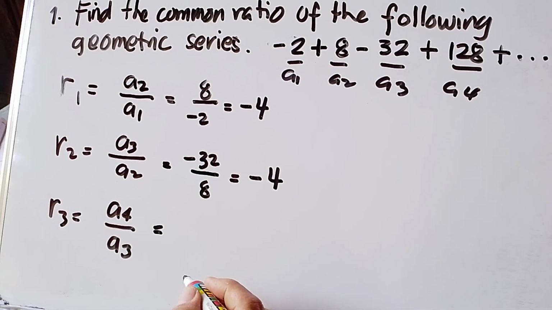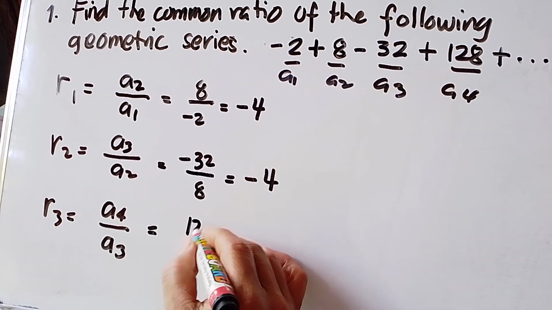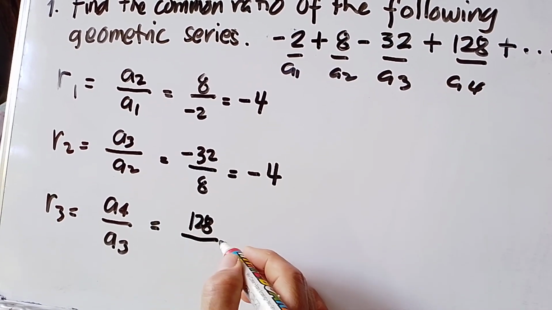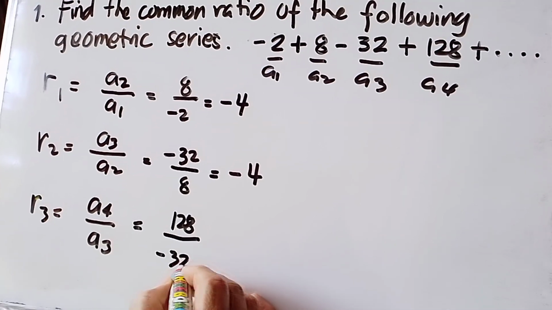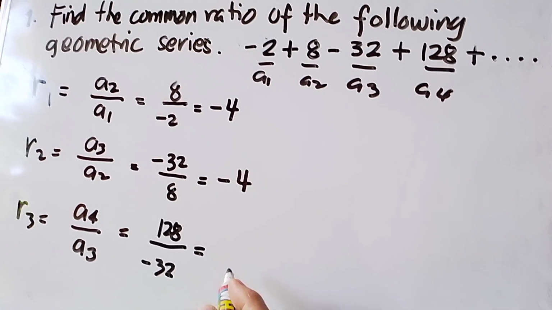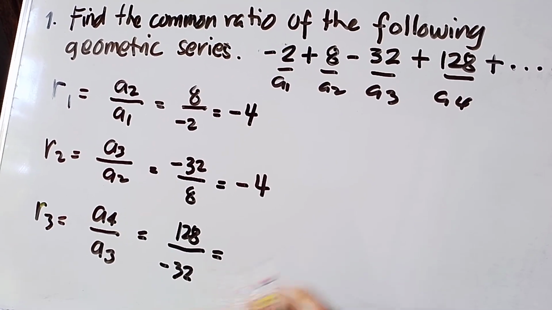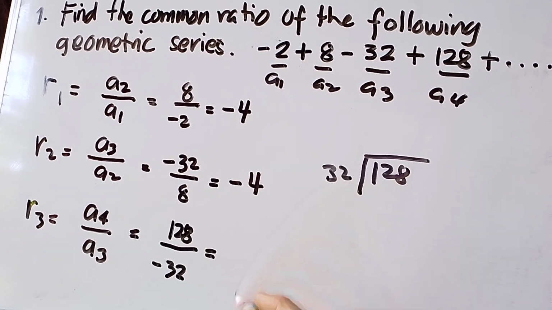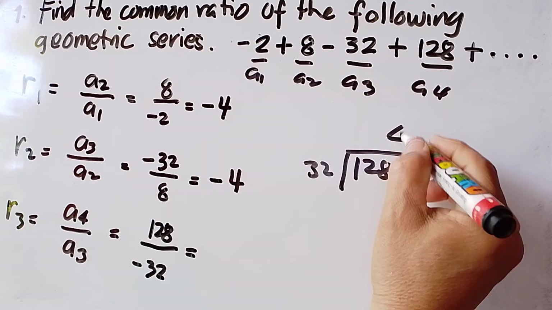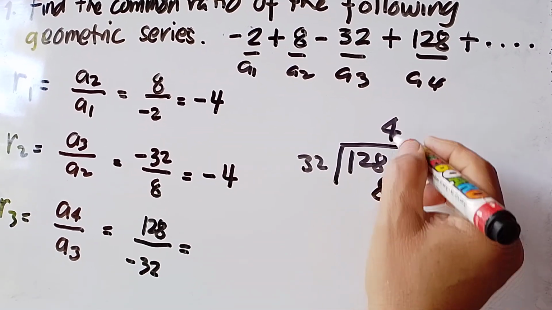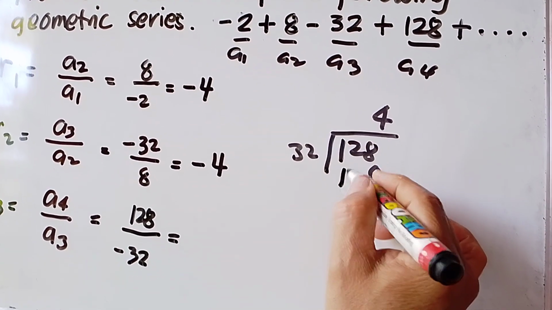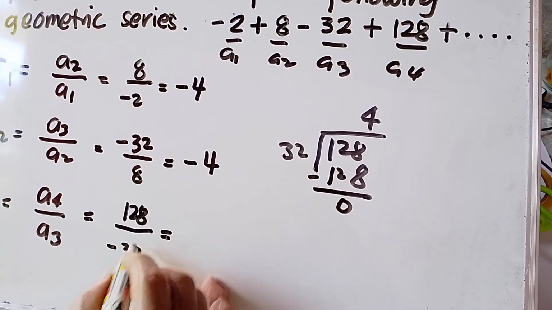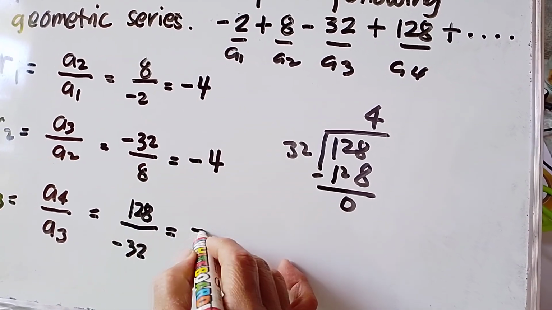A4 over A3. So A4 is 128, divided by negative 32. So we divide this one. So 128 divided by 32 is 4. 4 times 2 is 8. Then 4 times 3 is 12. So take away, that will be 0. So positive divided by negative, this will be negative.